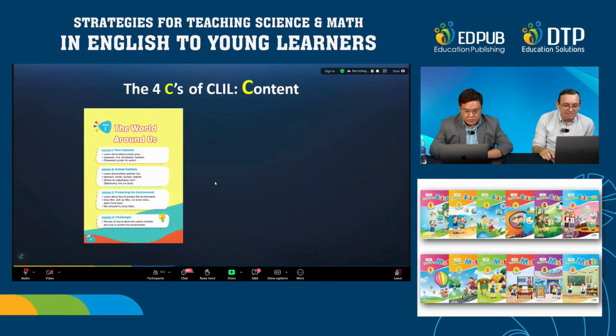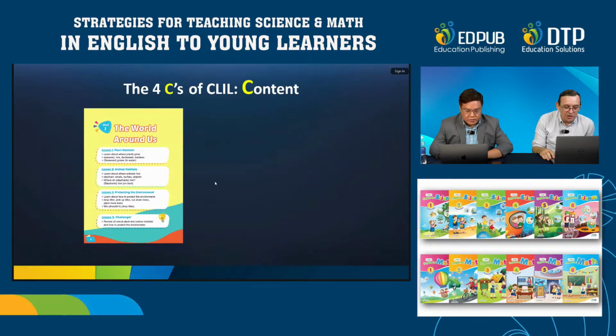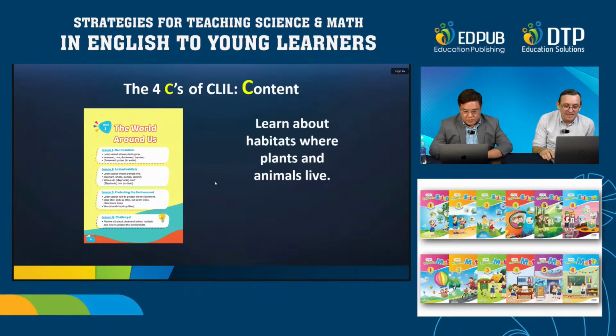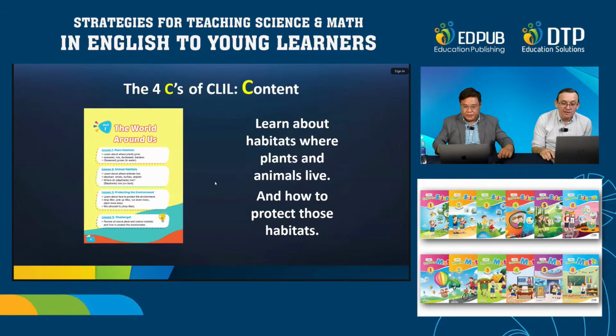So first, content. Here we've got the unit, and this is called The World Around Us. In this unit, students learn about habitats, where plants and animals live, and they learn about how to protect those habitats. So they learn about plant habitat, animal habitat, and protecting the environment. So this is the content. This is what we're going to learn.